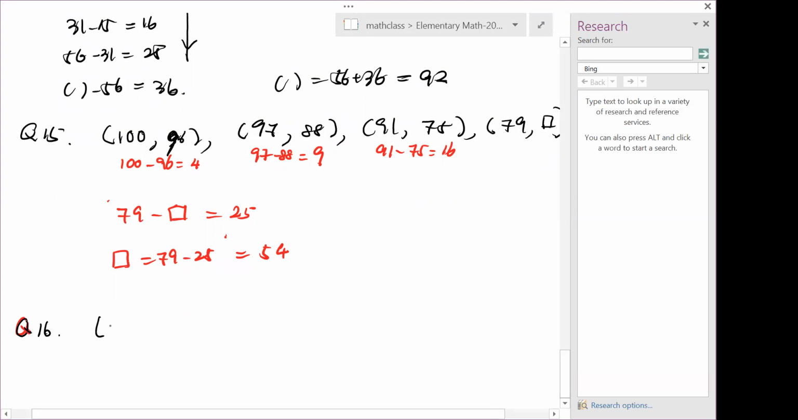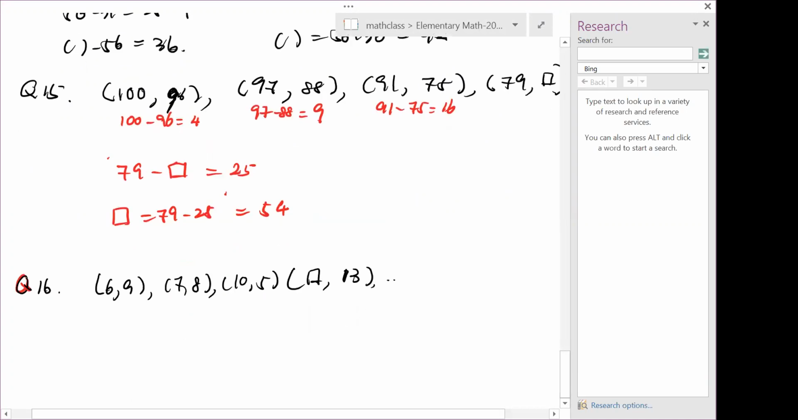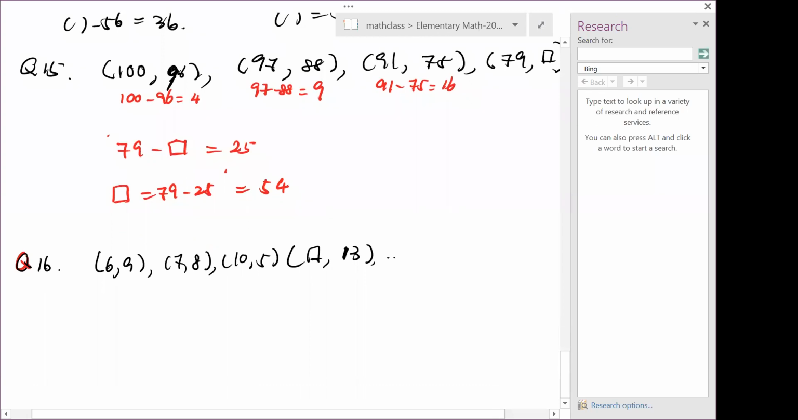Okay, our next problem is I have 6, 9, 7, 8, 10, and 5, and this is a missing number. All right, now you can try to figure out the pattern. You not only need to look at the relationship between two numbers in each pair, you also have to look at the relationship among those pairs. Then you can figure out the missing number. If you have answers, please post it, tell me.